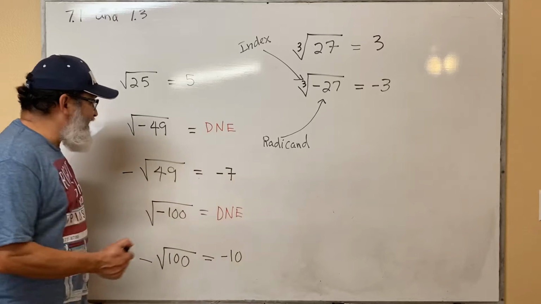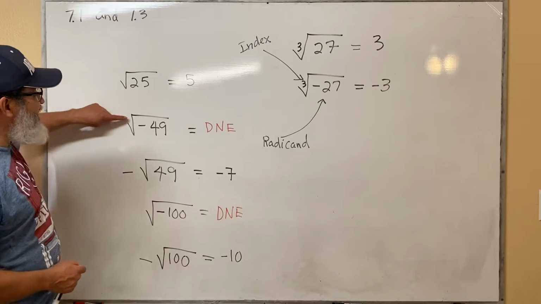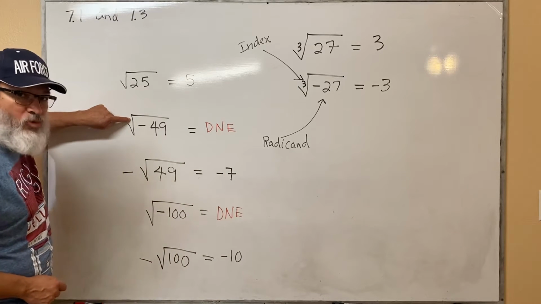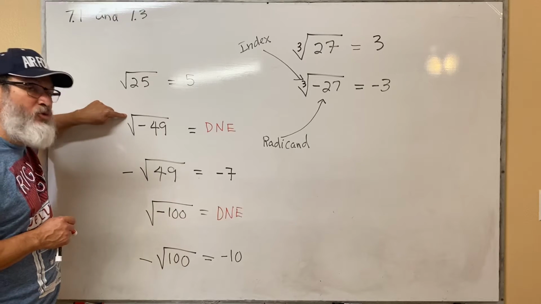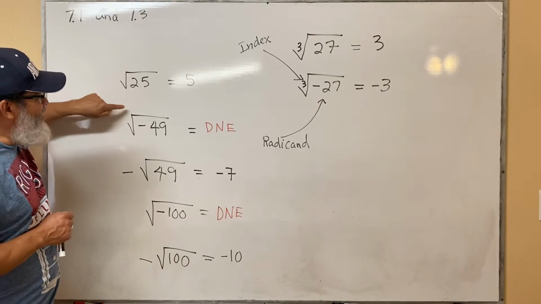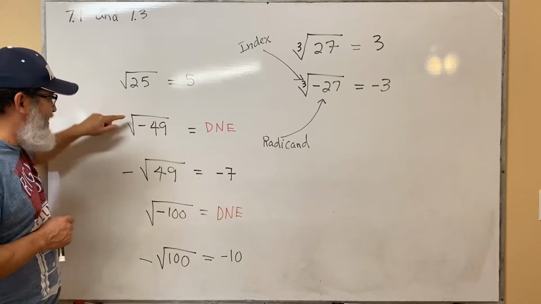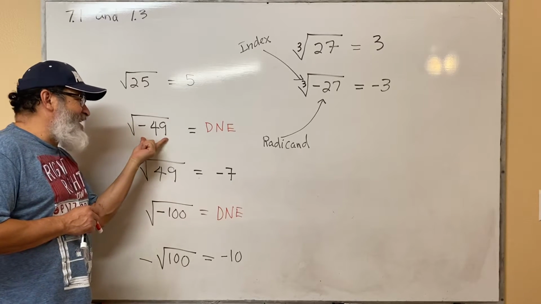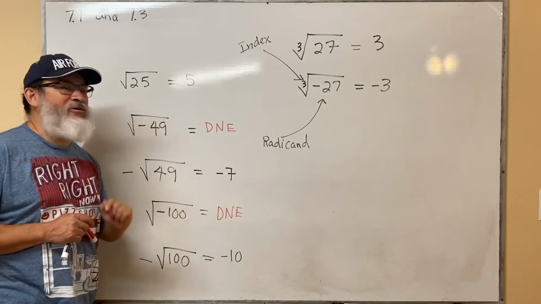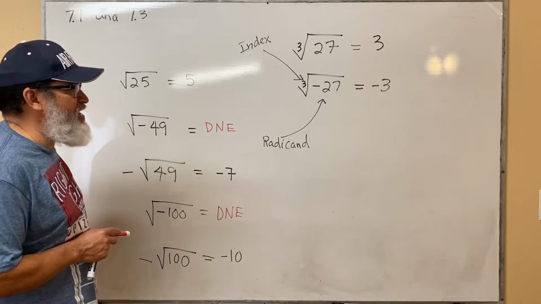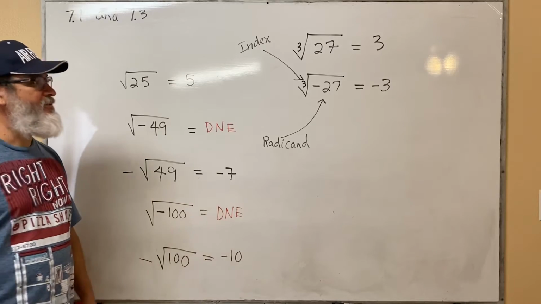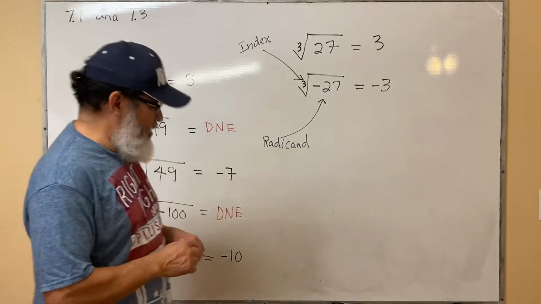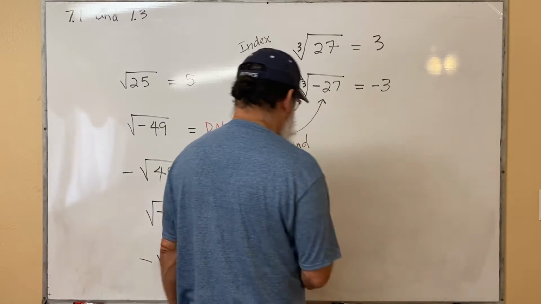But if the index is even, this is 2, the square root. If the index is even and the radicand is negative, that's not possible. It does not exist. Okay? We have to remember that. So therefore, look at this.